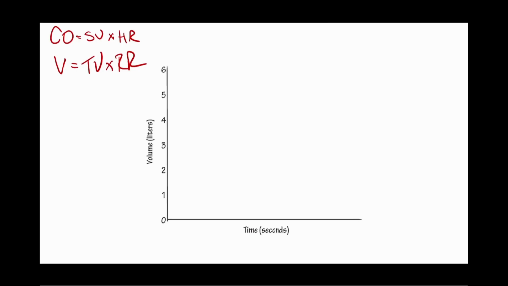So if you take your tidal volume, how much air you breathe with each breath, multiply it by how many times you breathe in a minute, that's going to tell you your ventilation. Very, very similar to the cardiac output. How much do you put out with every beat? How many times do you beat a minute? How much do you breathe with every breath? How many times do you breathe a minute?